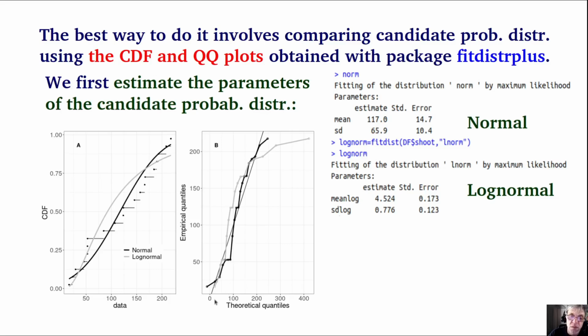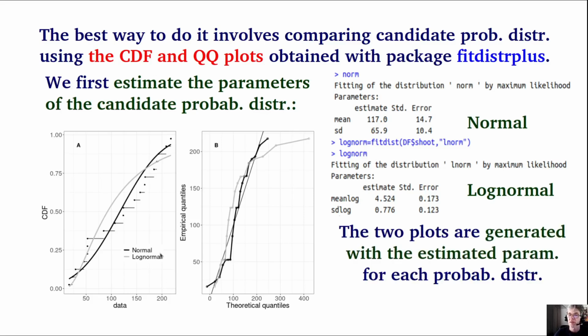So in this case, we are trying to see which of the two lines, the black or the gray, is closest to the line of perfect fit, the 45-degree slope, which is indicated by the straight line. So in this case, we see that the normal distribution for both plots is the best candidate of the two distributions we compare to model the likelihood of the response variable.